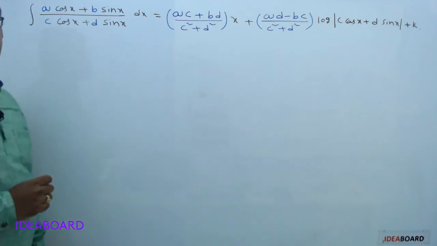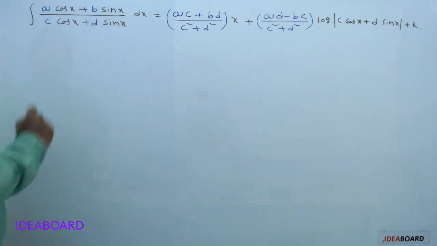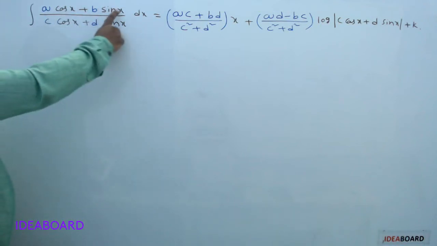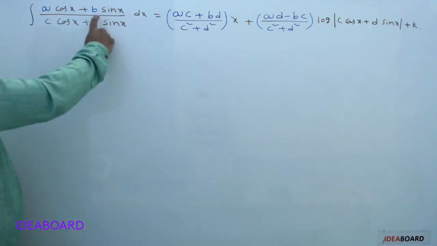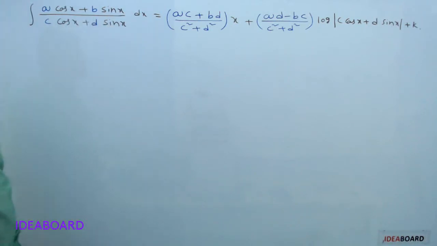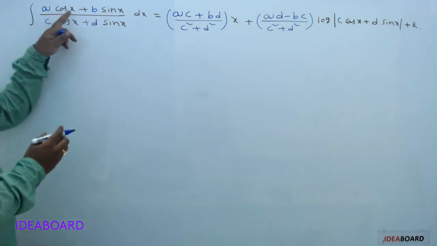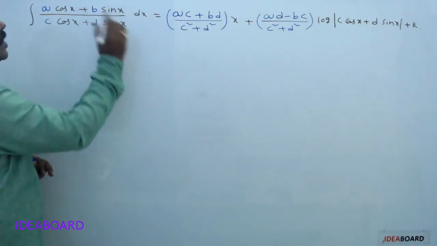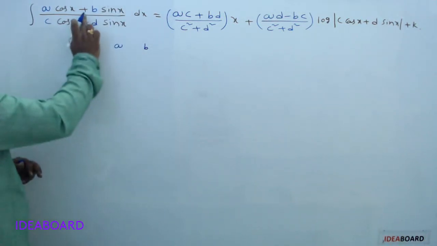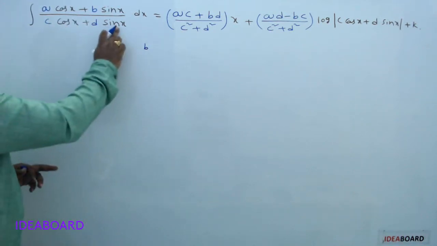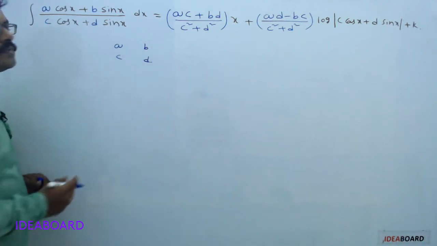Here, if you observe the structure of the integrand, in the numerator first the cos function is given, then the sin function is given. In the denominator also, first the cos function is given, then the sin function. In the numerator, the coefficient of cos x is A and the sin x coefficient is B. In the denominator, the cos x coefficient is C and the sin x coefficient is D.